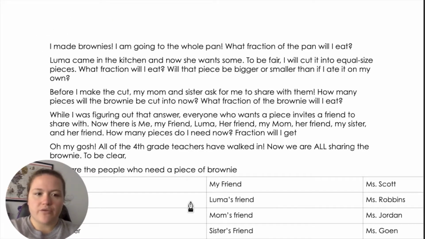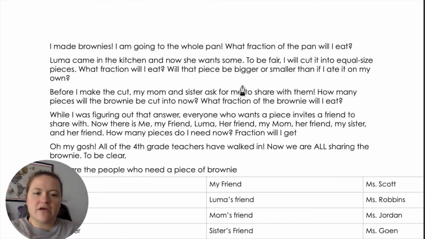Okay, so I made brownies. I'm going to eat the whole pan. What fraction of the pan will I eat? Luma came in the kitchen and now she wants some. To be fair, I cut it into equal sized pieces. What fraction will I eat? Will that piece be bigger or smaller than if I ate it on my own?